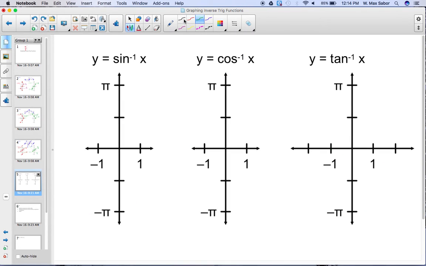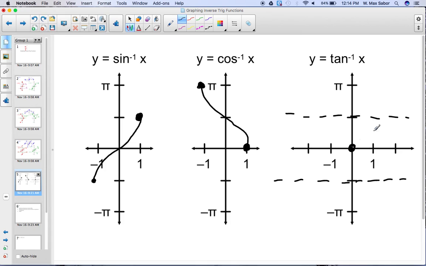So let's summarize. If we have sine, sine goes from here up to here. Cosine goes backwards. And tangent looks really close to logistic curves. So here are arcsine, arccosine, and arctangent. Please have these memorized.